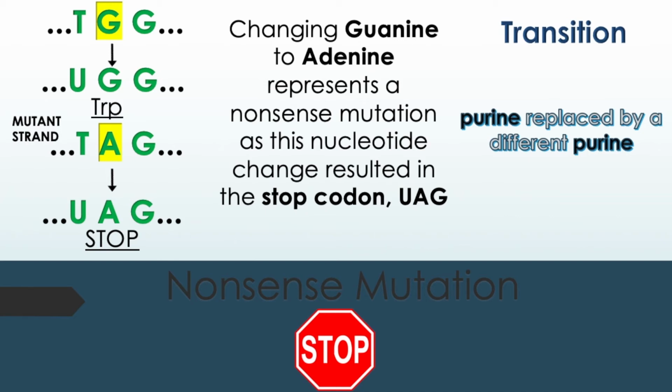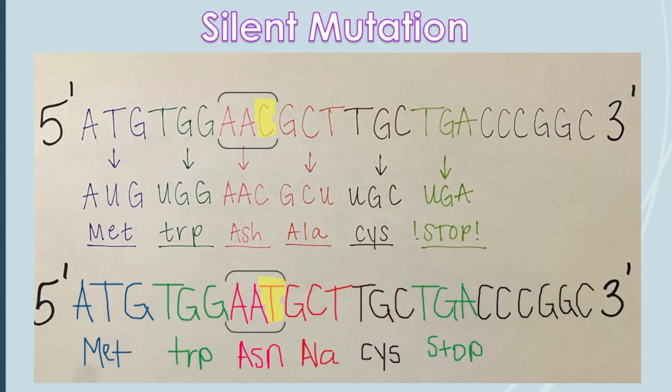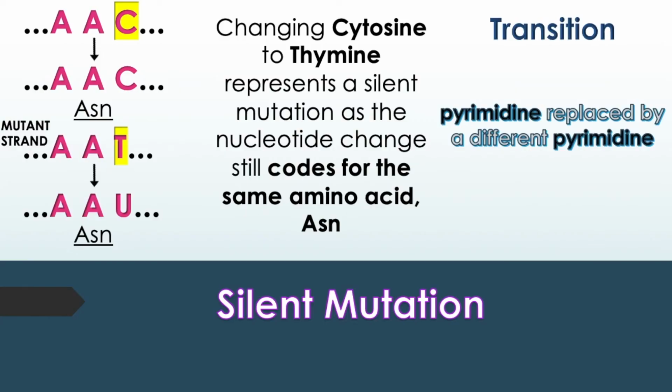Here's a silent mutation example. A silent mutation is when a single point mutation changes a codon into a synonymous codon that specifies for the same amino acid. In this example, in the 3rd quadrant, AAC mutated into AAT. Changing cytosine to thymine represents a silent mutation as a nucleotide change still codes for the same amino acid, asparagine. This example is transition as the pyrimidine cytosine is replaced by another pyrimidine, thymine.